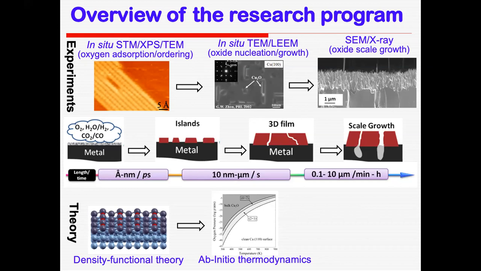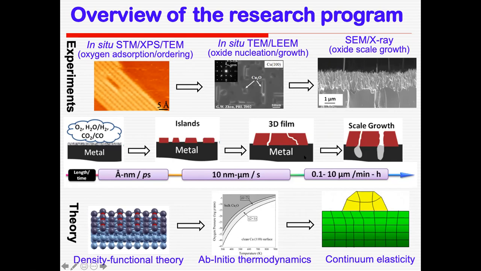For the later stages, we look at, for example, stress or strain evolution. That's based on continuum elasticity, to look at, for example, the morphology evolution of the oxide, the cracking in the oxide layer, or separation at the interface. All right, so this is the overall picture of the research program.